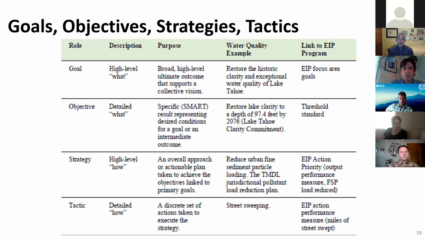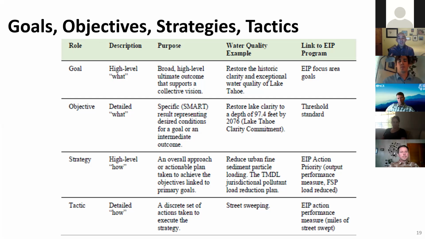What does it mean to have a healthy Lake Tahoe? It means that you have 100 feet of clarity. It means that you maintain primary productivity below a certain level. So these are the specific articulations of what that goal actually means.